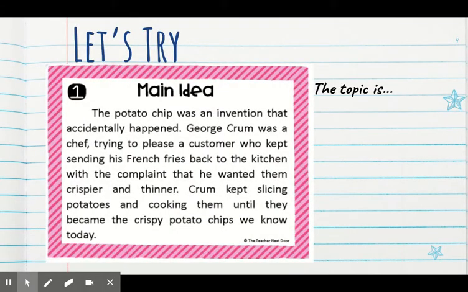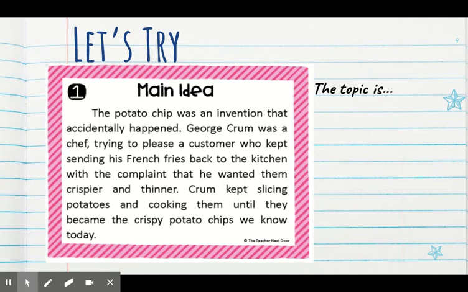Let's do some review from a little short nonfiction article that we read together last week when we talked about topic versus main idea. So let's read it. It says the potato chip was an invention that accidentally happened. George Crumb was a chef trying to please a customer who kept sending his french fries back to the kitchen with the complaint that he wanted them crispier and thinner. Crumb kept slicing potatoes and cooking them until they became the crispy potato chips we know today.